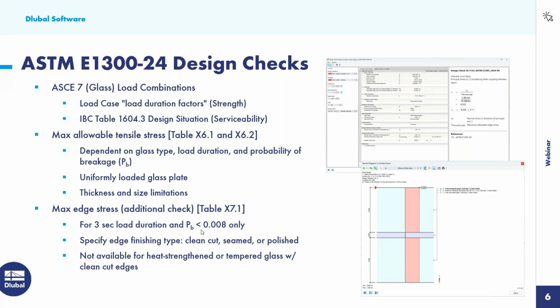So in the program, we'll see how we specify for these laminate glass types the edge finishing, including clean cut, seamed, or polished, because that does play an influence here within this table on the total max edge stress that is allowed from the standard. Now, it should also be noted that if we do refer to this table, we do not have edge stress checks available for heat strengthened or tempered glass with clean cut edges.